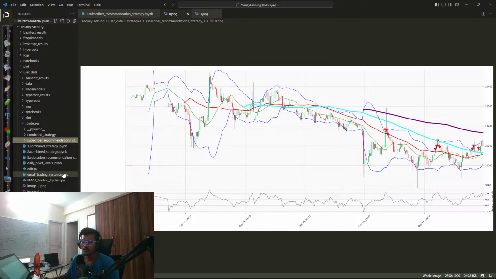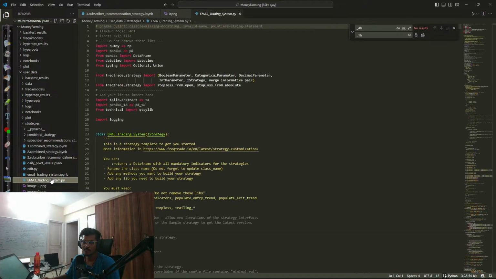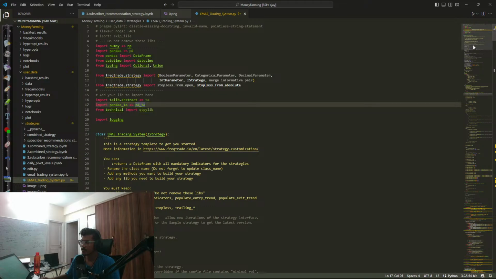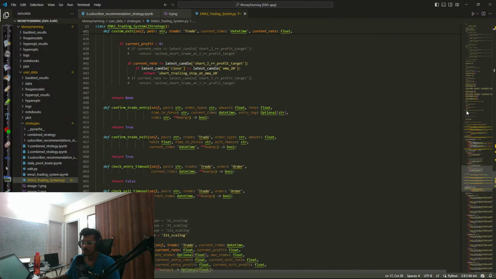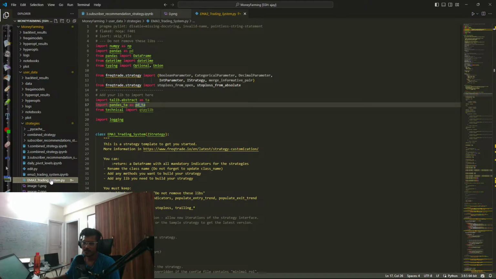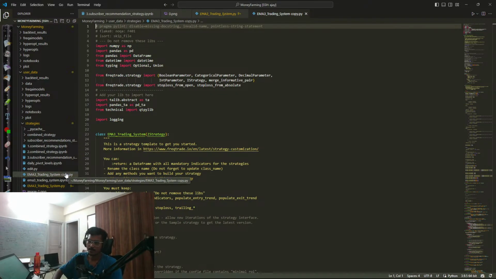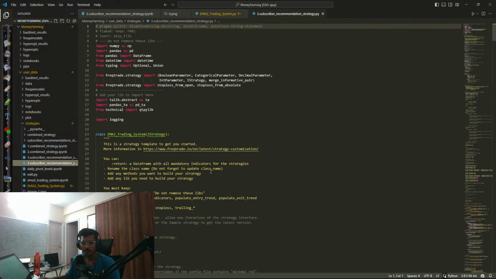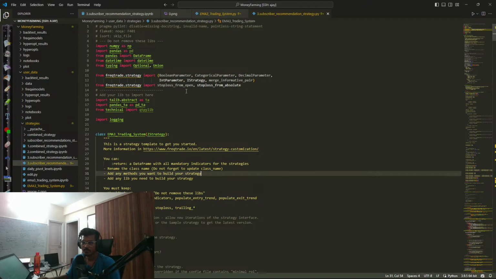So this was the previous code. Now I'm just going to copy it and set the name. Now here is what the strategy is basically.